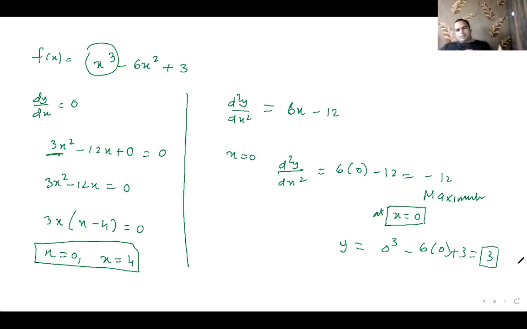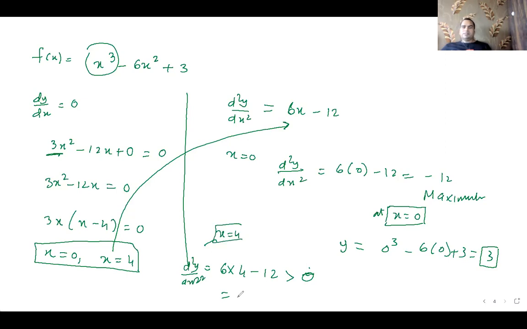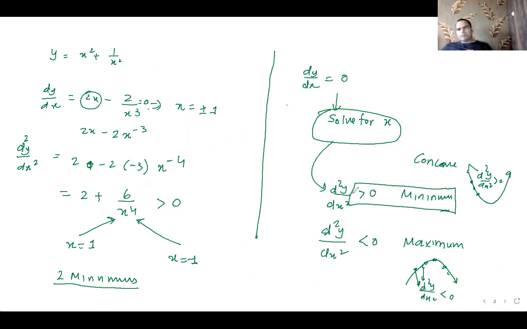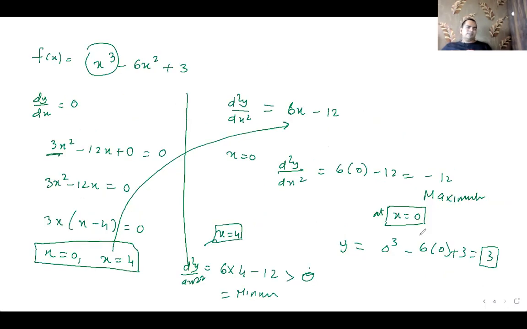Now coming back to the second coordinate, if I plug x as 4 here, you notice that it's 6 times 4 minus 12, which is positive, because it is greater than 0. So the double derivative when x is 4 is positive. So it is a minimum point, because when the double derivative is positive, it's a minimum. If the double derivative is negative, it is a maximum.